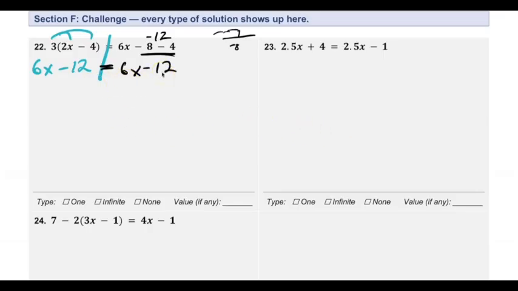But just to show you, let's actually do it. I'm going to minus 6x for both sides, get rid of the variable. These cancel out. I get negative 12 is equal to negative 12. So infinitely many solutions. Remember, if it's a true statement, it's infinitely many solutions. False statement, no solutions.